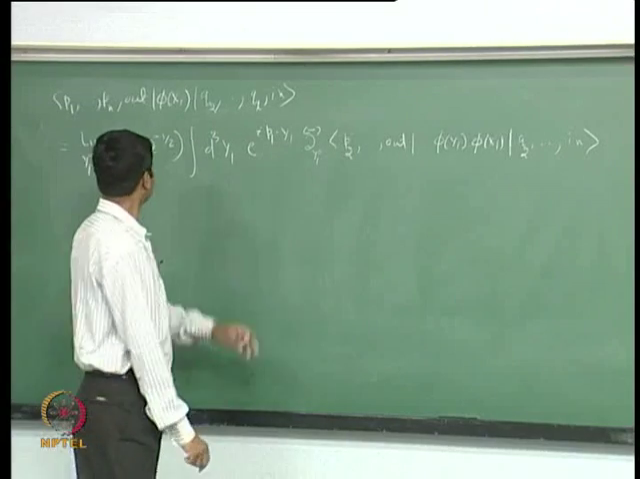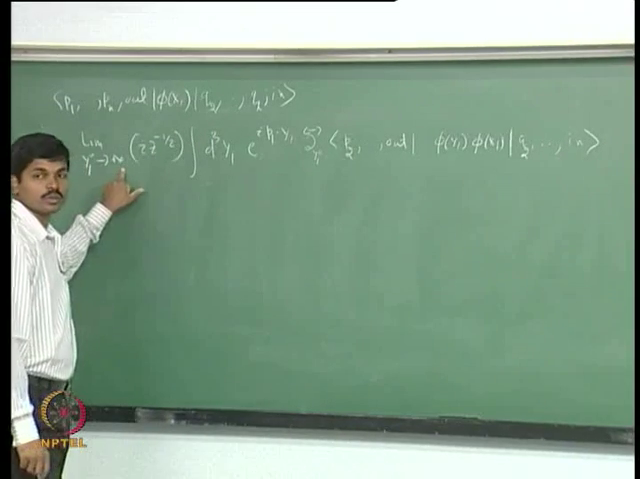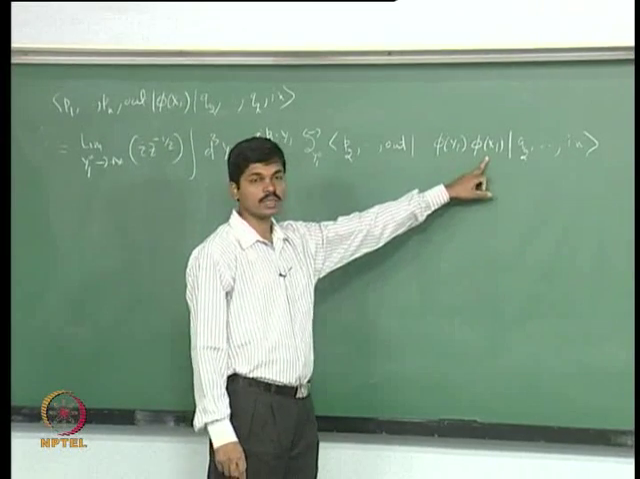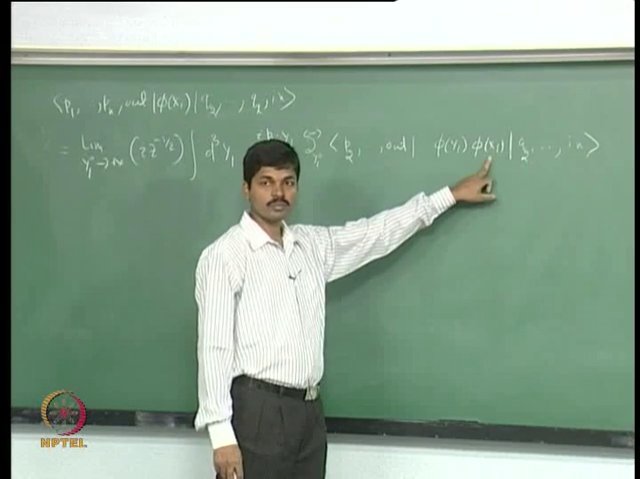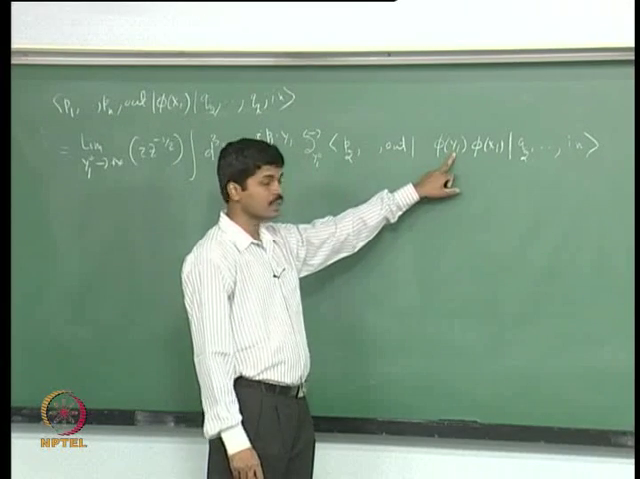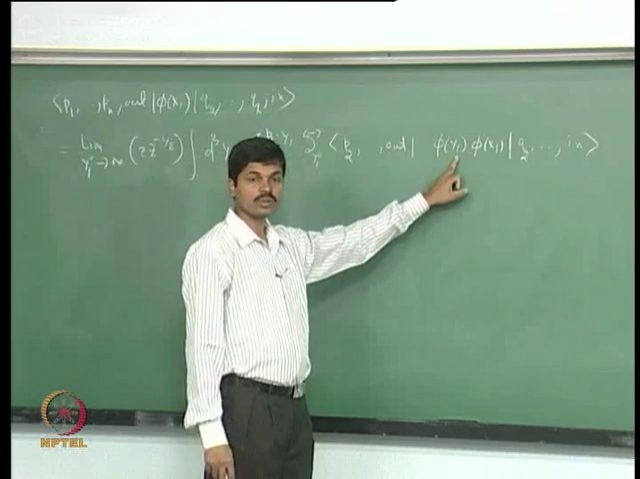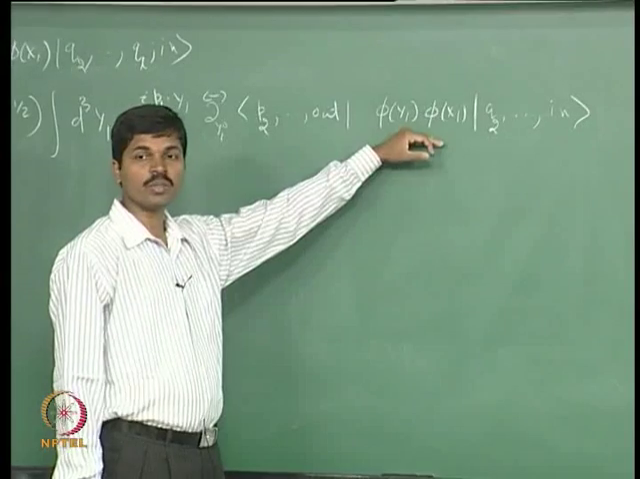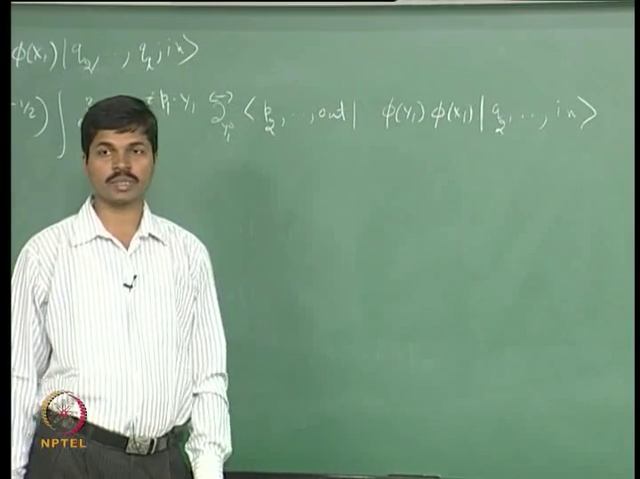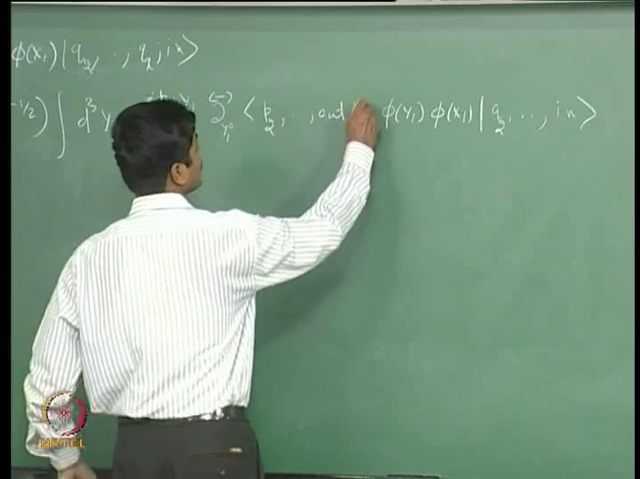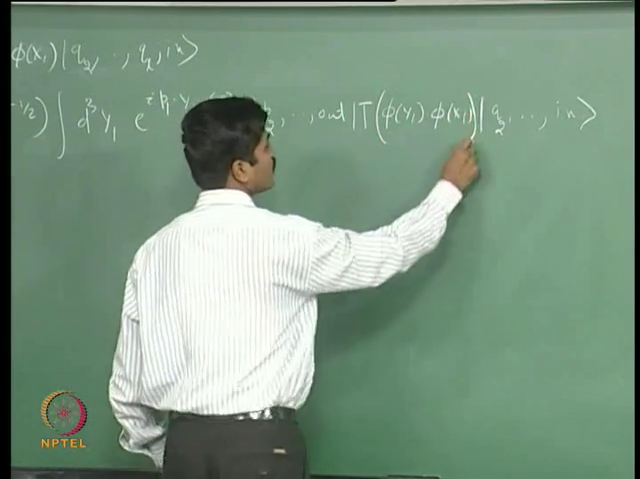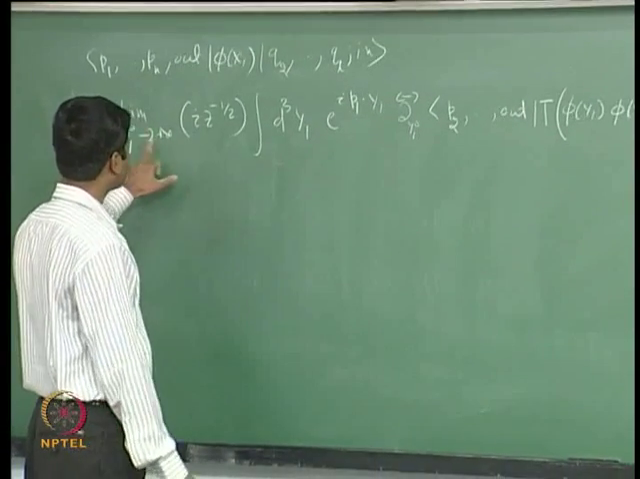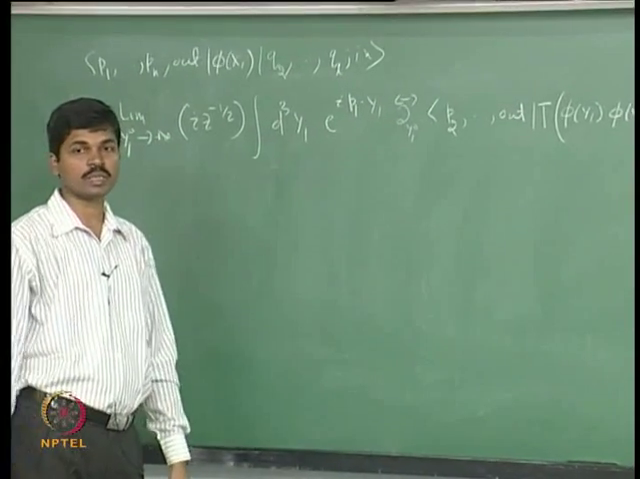Now, you see I am taking the limit y1 0 tends to infinity and this operator here is left to this operator. This is at any finite time, and here you are considering the limit where y1 0 tends to infinity. Therefore, this expression here is equal to time order product of itself. So, I can introduce a time ordering here because I am considering the limit y1 tends to plus infinity.